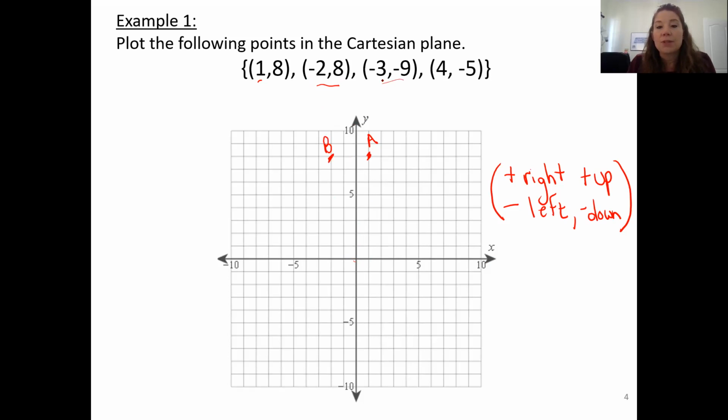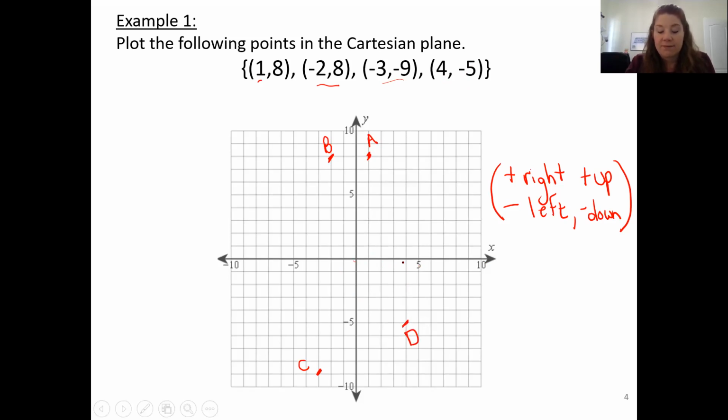The third point, we're going to start at the origin. We're going to go left 3 and then down 9. So 1, 2, 3, down 9, right down here. We'll call that point C. And for the last one, we're going to go right and then down. So we're going to go right 4, down 5, and we'll call that point D.